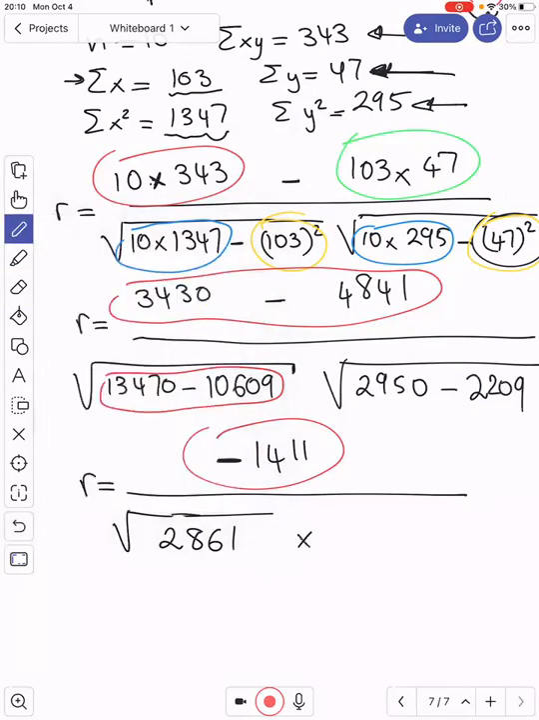Times my second square root. So this is times my second square root. It's this 2,950 minus 2,209. So that will be 741. Okay.